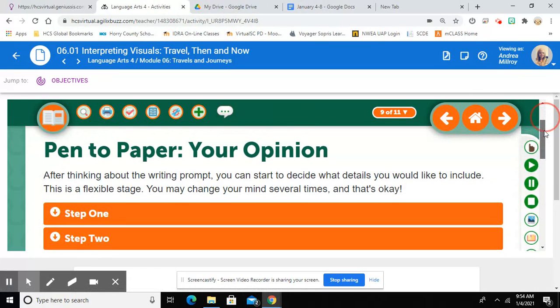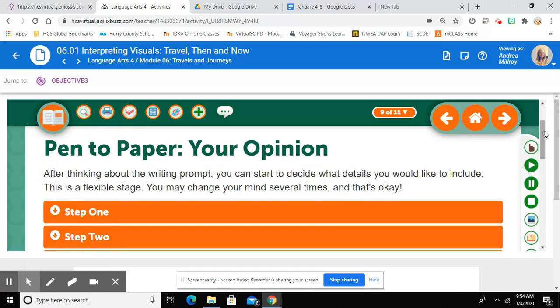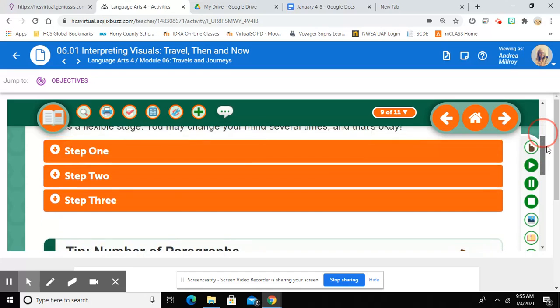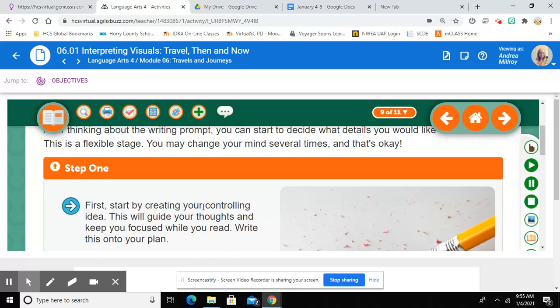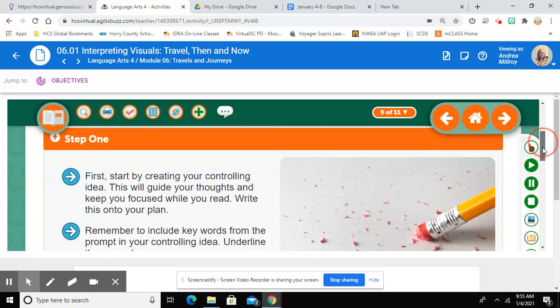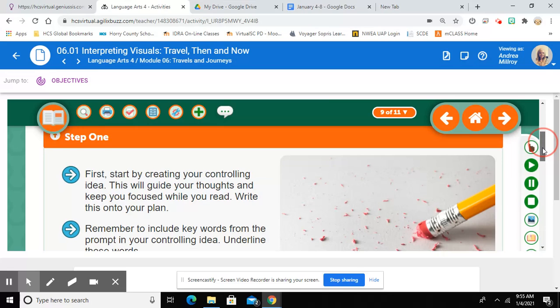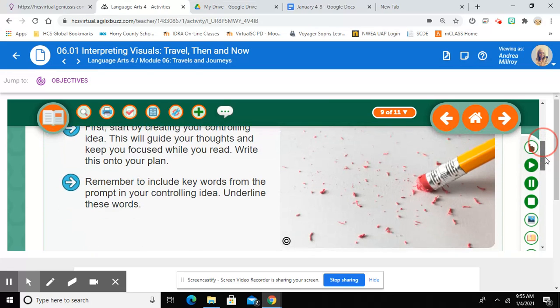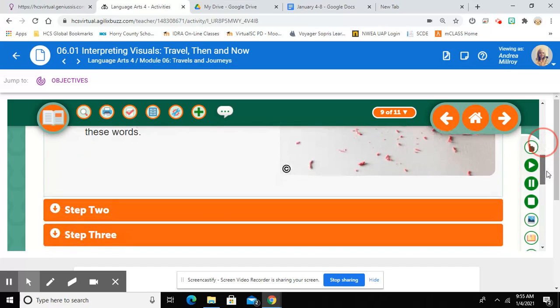Your opinion. After thinking about the writing prompt, you can start to decide what details you would like to include. This is a flexible stage. You may change your mind several times, and that's okay. So step 1, start by creating your controlling idea, and this will guide your thoughts and keep you focused while you read. Write this onto your plan. Remember to include key words from the prompt in your controlling idea and underline these words.